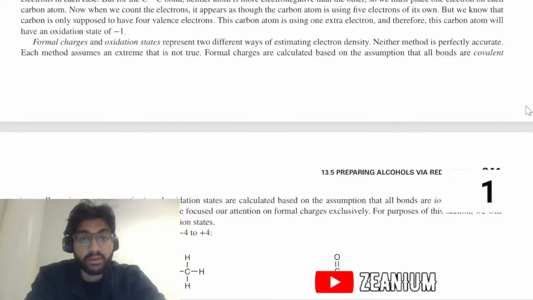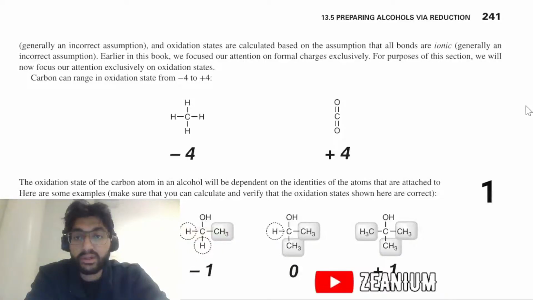Formal charges are calculated based on the assumption that all bonds are covalent. Generally an incorrect assumption. And oxidation states are calculated based on the assumption that all bonds are ionic, generally an incorrect assumption. Earlier in this book, we focused our attention on formal charges exclusively. For purposes of this section, we will now focus our attention exclusively on oxidation states. Carbon can range in an oxidation state from -4 to +4.